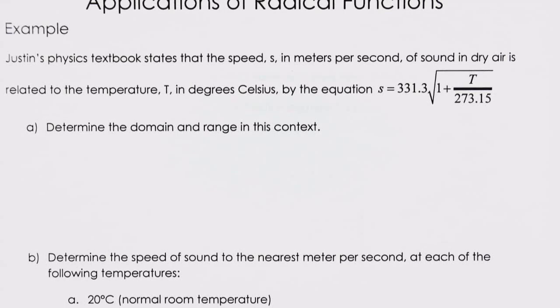Justin's physics textbook states the speed in meters per second of sound in dry air is related to the temperature in degrees Celsius by the equation given here. Determine the domain and range in this context. I want to say I've seen this on a provincial exam, and I think I gave it to you on a test or a quiz. Okay, first of all, let's talk about what's on the domain and what's on the range. What's on the domain? What's on the x-axis?